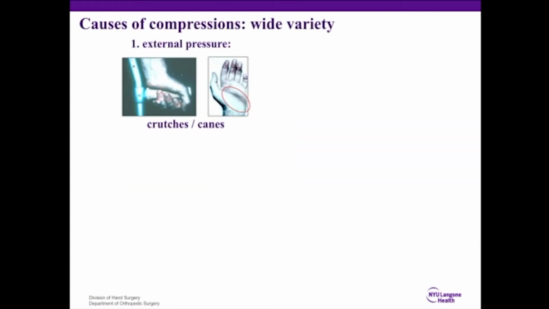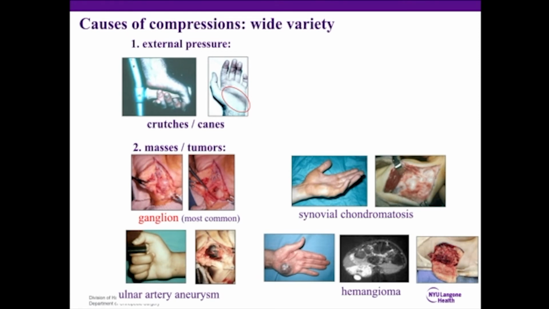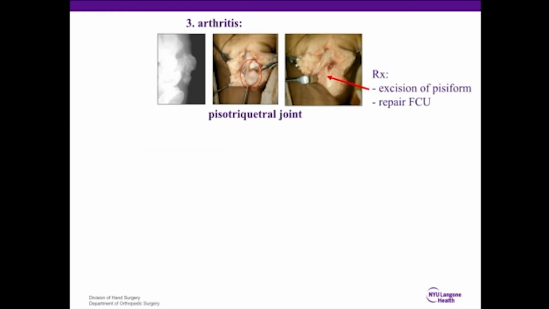There are a number of causes for ulnar nerve compression. Most of them are in zone 1. It can be due to use of crutches or canes, and a variety of masses. The most common are ganglia. It can be synovial chondromatosis, a hemangioma, or in the lower left-hand corner, an ulnar artery thrombosis.